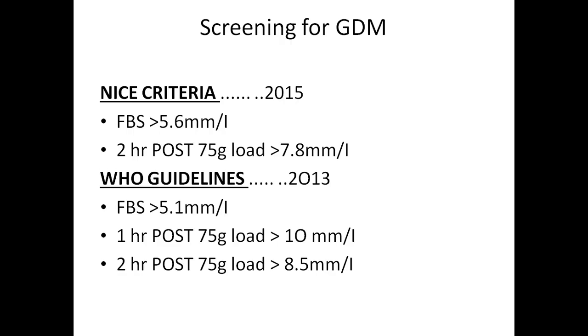WHO guidelines, which are a bit older, say 5.1, 10, and 8.5. So for NICE criteria, you have to remember 5, 6, 7, 8. And for WHO guidelines, you have to memorize 5.1, 10, and 8.5. Fasting 5.1, 1 hour more than 10, 2 hour more than 8.5 millimoles. If even one of these levels is deranged, we diagnose the patient as having gestational diabetes mellitus.